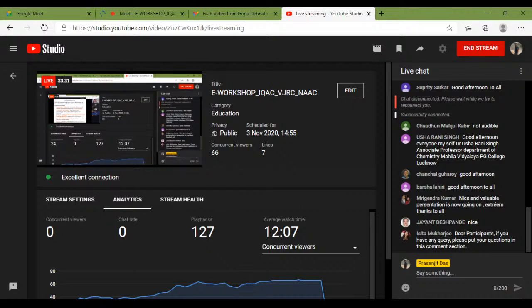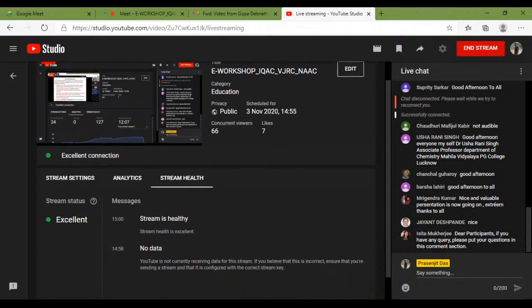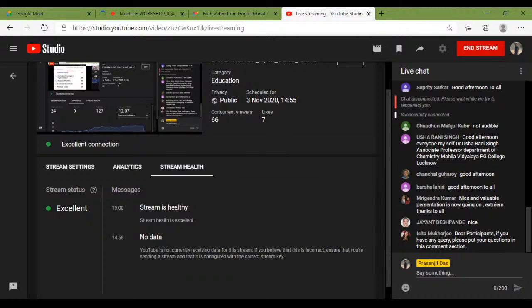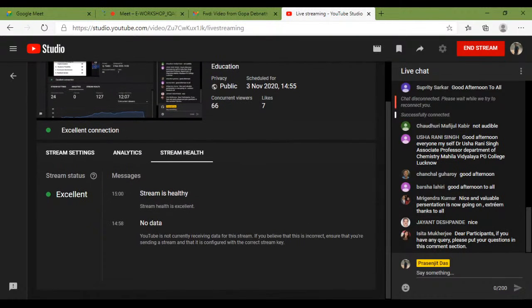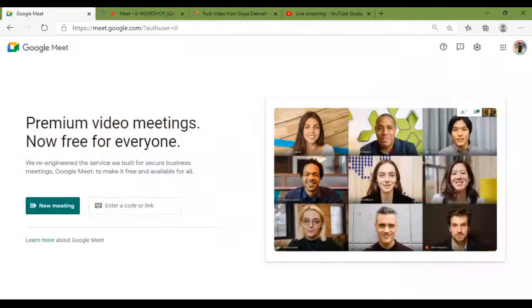In criterion 1, there are 4 key indicators. The 4 indicators are curriculum planning and implementation, academic flexibility, curriculum enrichment, and feedback system. So 20, 30, 30, 20 has been the weightage planned by NAAC. Further, it is divided into the qualitative metric and the quantitative metric.